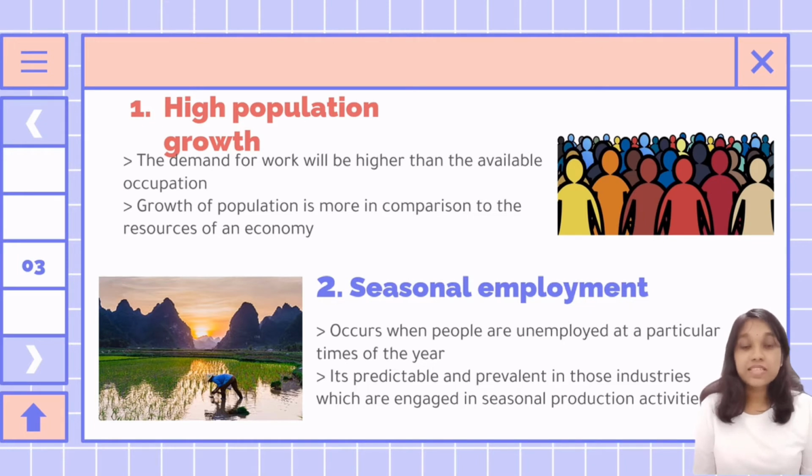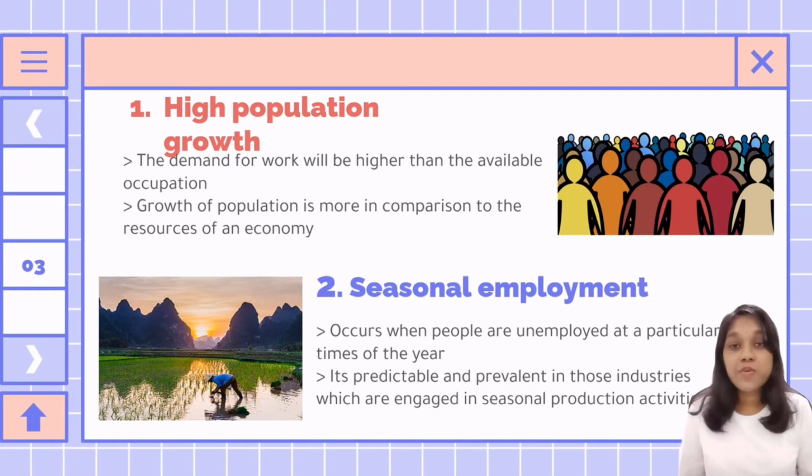This is because the demand for work is higher than the available jobs or occupations, which will lead to many individuals being unemployed because the growth of population is more in comparison to the resources of an economy. An imbalance between the supply of labor and the demand for it gives rise to unemployment.